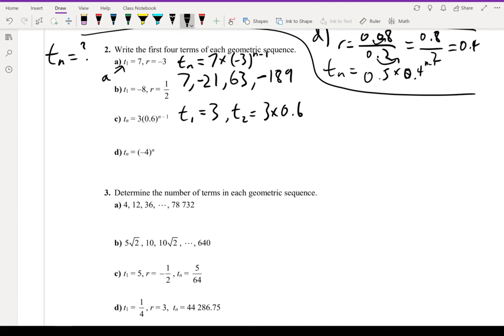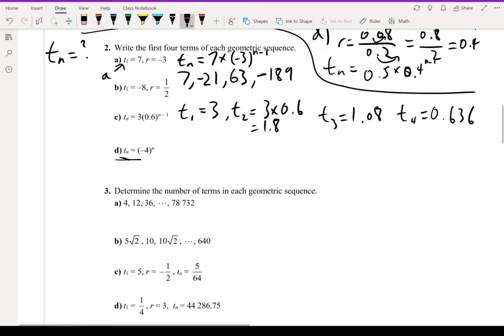And then if you use a calculator, let me quickly get out a calculator. 3 times 0.6 is 1.8, and then T of 3 is 1.8 times 0.6, so multiply by 0.6 again, and you'll get 1.08, and then 1.08 times 0.6 is 0.648. Okay, so this one's very simple because they give you the general formula already. So I'm going to skip that.